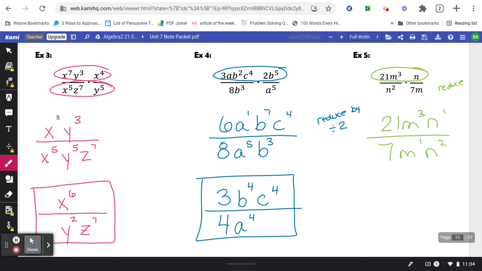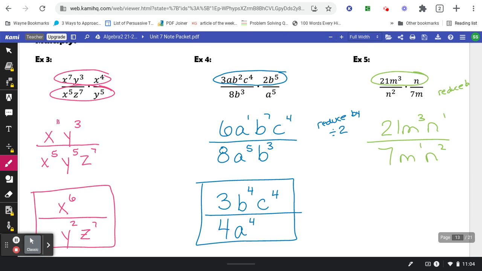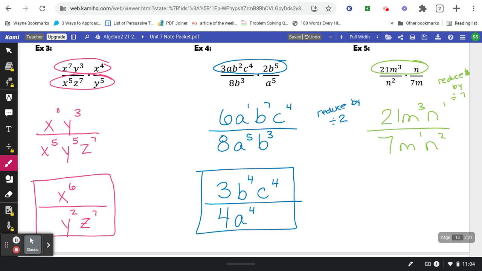All right, we need to reduce by dividing. What number goes into 21 and 7? Again, there's not very many numbers that go into 7, just 7 and 1, so we're going to divide by 7. 21 divided by 7. 7 divided by 7 is 1.